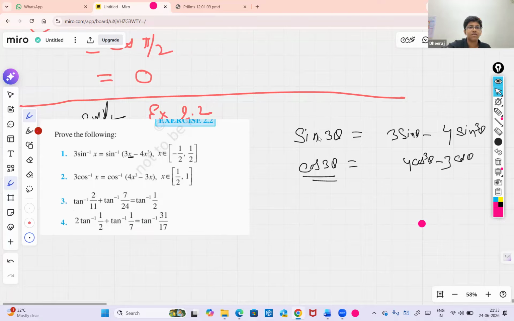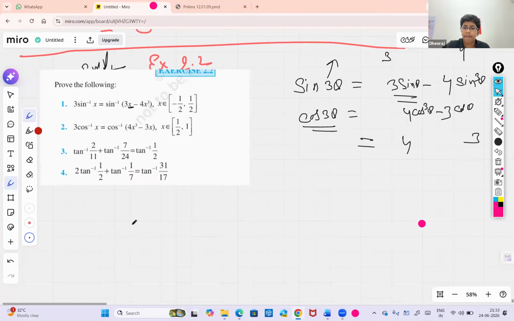So sine 3 theta, sometimes you come across it, just remember it is 3 and 4, two terms. And when cos 3 theta is coming, it will be just the opposite of this, I have to write 4 and 3. Clear? I know you'll be remembering, but in case you forget sometime, this trick will help.